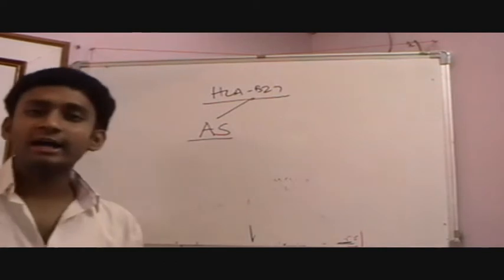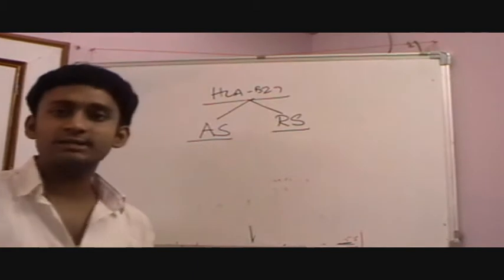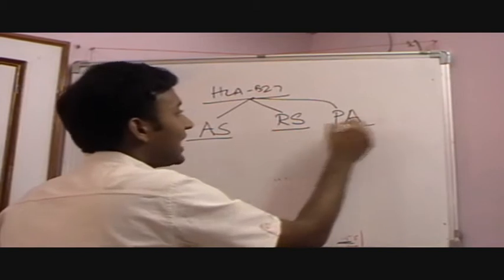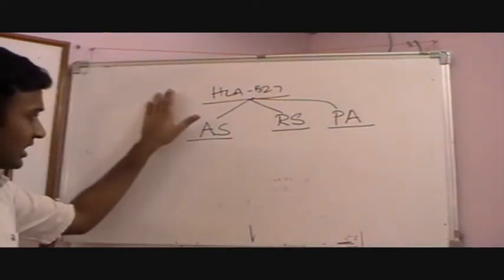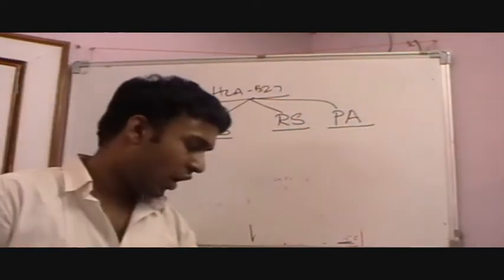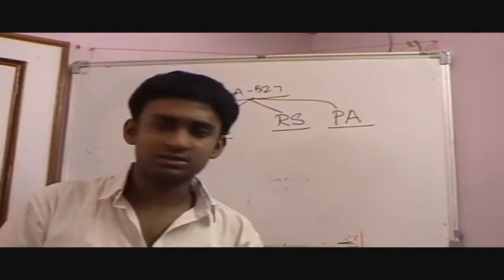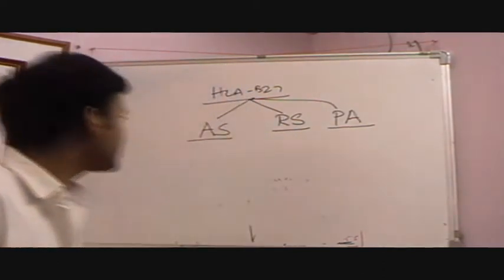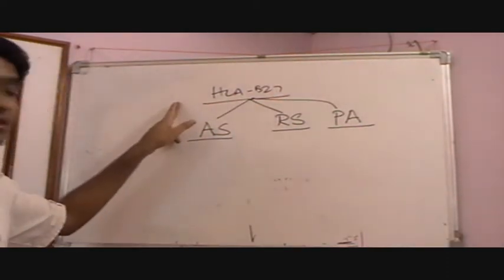AS, ankylosing spondylitis. RS, Reiter's syndrome or reactive arthritis. Psoriatic arthropathy. Three important points. HLA-B27 associated seronegative spondyloarthritis is the most common cause of recurrent anterior uveitis in young males or males for that matter. The most common cause of recurrent anterior uveitis is this HLA-B27 associated seronegative spondyloarthropathy.